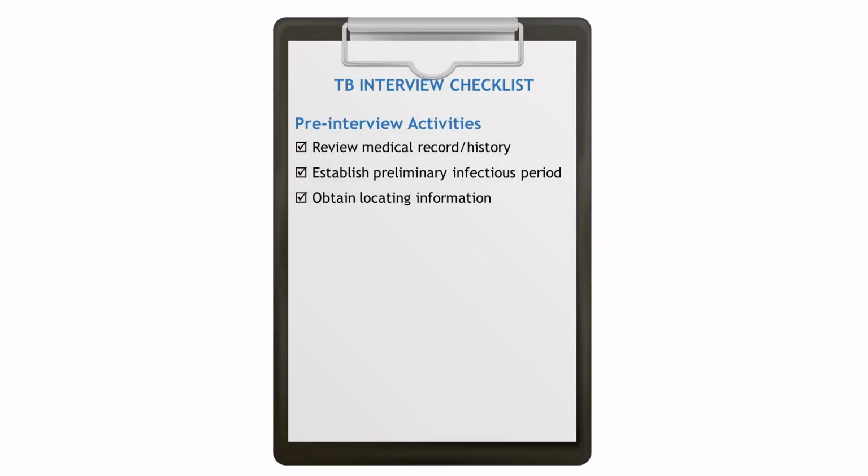We want to review the patient's medical history, test results, symptom history, particularly cough, to help establish the preliminary infectious period. Demographic information, where to locate the patient when discharged, next of kin, all telephone numbers. We want to know as much about the testing that has been done before we meet with the patient. And in this case, the sputum smear was positive, meaning when this patient was coughing, she was infectious.